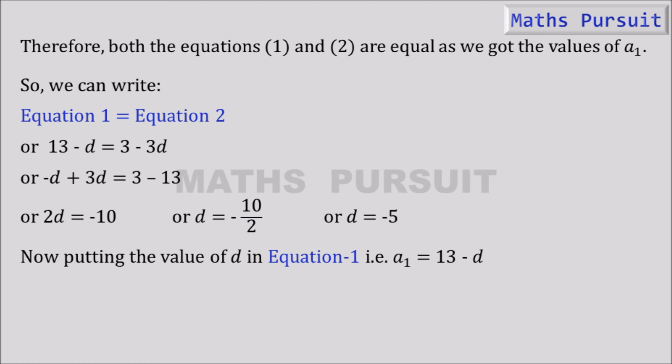Now putting the value of D in equation 1, that is A1 is equal to 13 minus D. Guys, we can put the value of D either in equation 1 or equation 2. Our main aim is to find out the value of A1. So either of the equation we can use and we can find the value of A1. Here I have taken equation 1 where I have inputted the value of D. So we got A1 is equal to 13 minus D, or A1 is equal to 13 minus minus 5. So that is equal to 13 plus 5 that is equal to 18.